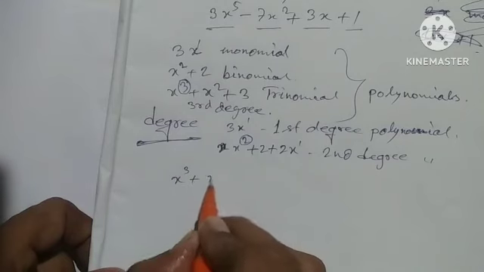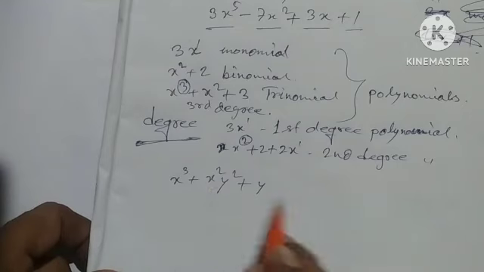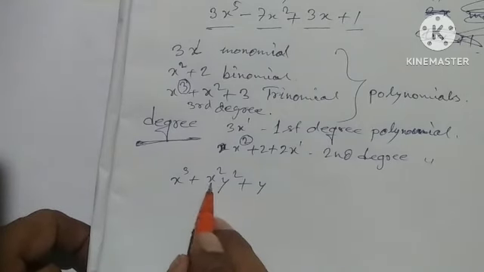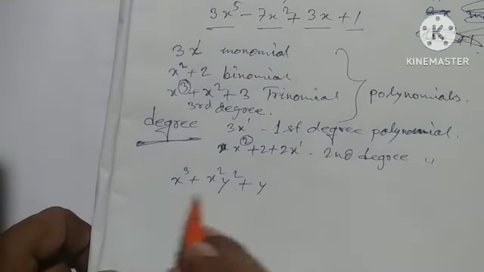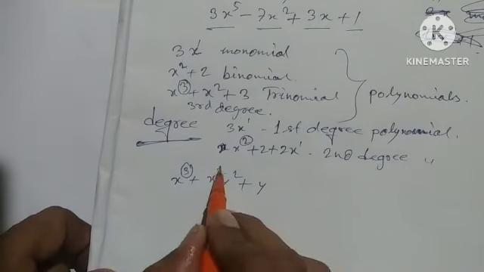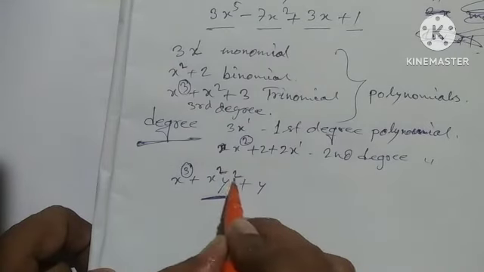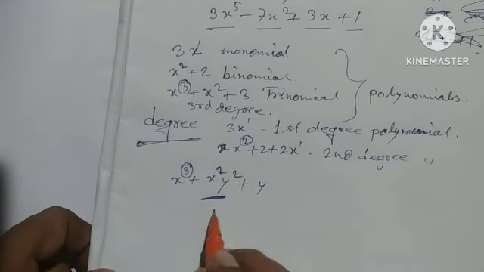x cube plus x square y square plus y. Here two variables, x and y. So therefore what is the degree of this polynomial? Here 3 and 2. What will be the degree of this polynomial? If in a polynomial there are two variables multiplied together, then you have to add the powers of the variables, then you can get the degree of this polynomial.